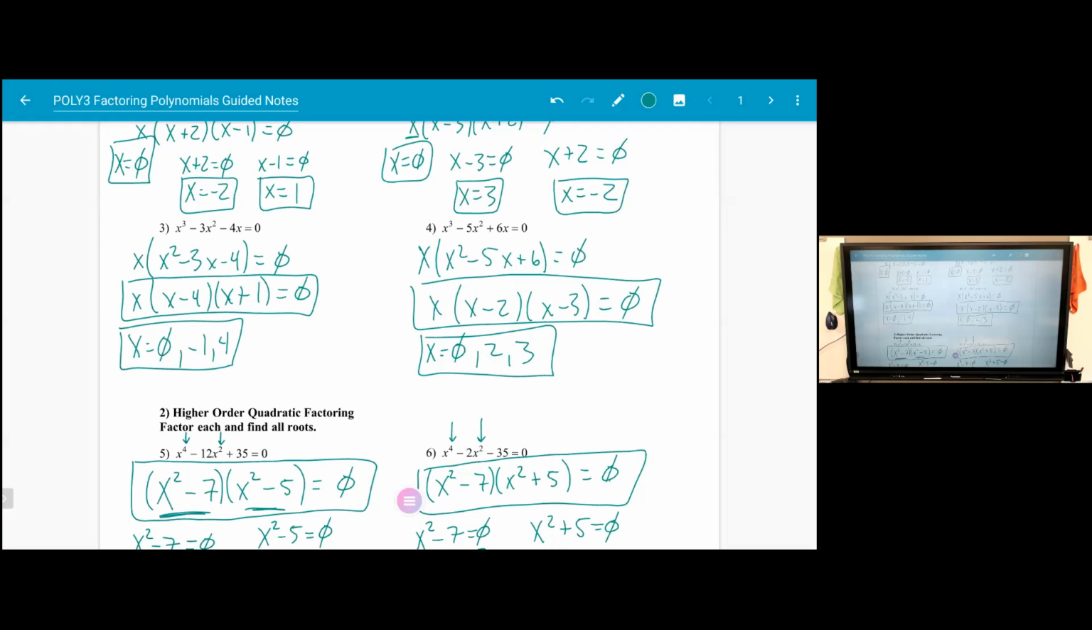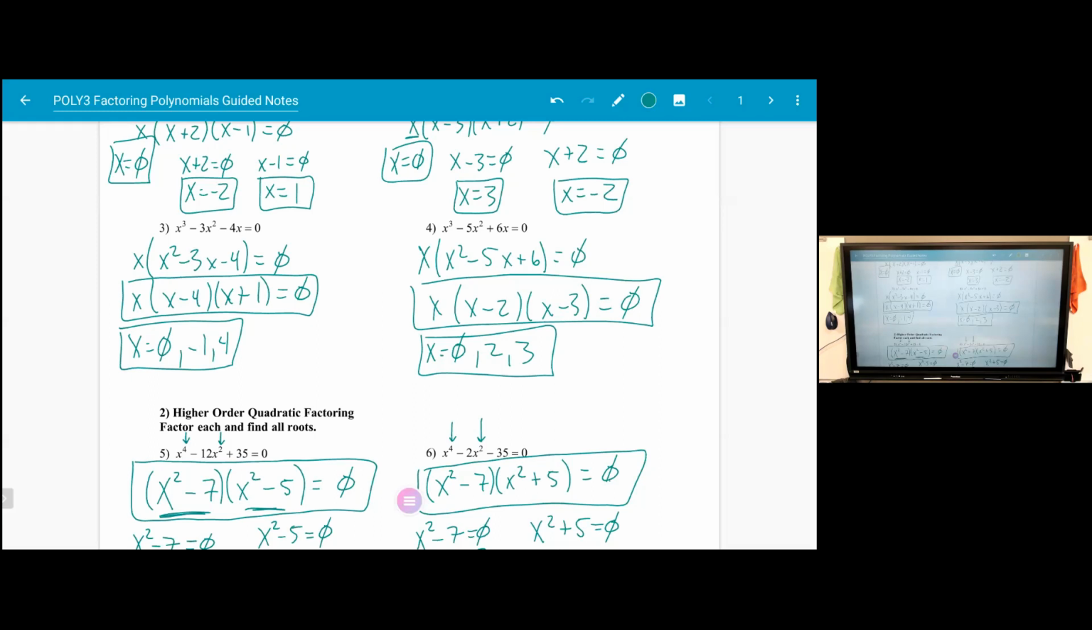All right. Go ahead and check your answers there for numbers 3 and 4. Those are your turn. So we pull out an x as the greatest common factor for both 3 and 4, and then we do some basic factoring there. We get solutions for number 3 as 0, -1, and 4. And for number 4 is 0, 2, and 3.